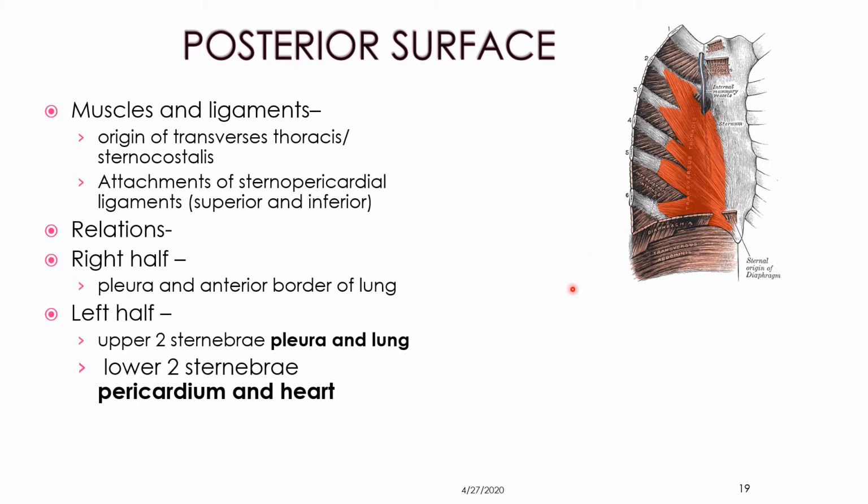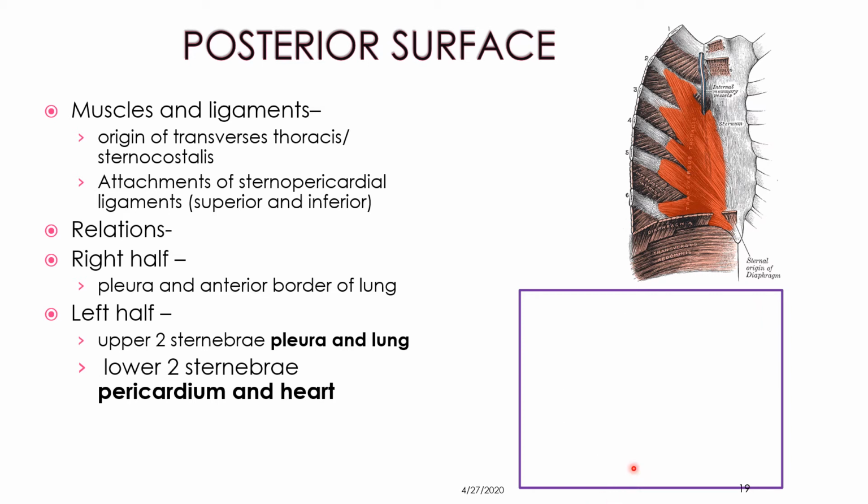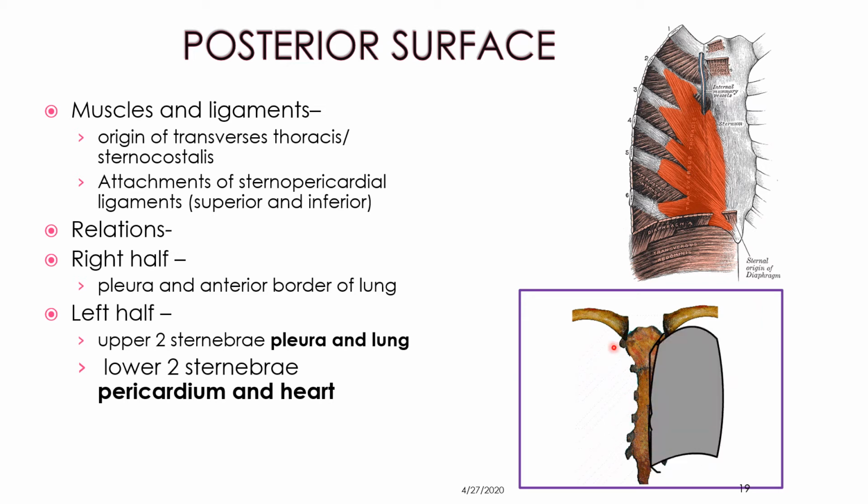And it is also related to structures that differ on the right half and left half. On the right half it is related to the pleura and anterior border of the lung. The upper two sternebrae are related to the pleura and lower two sternebrae to the pericardium and heart. So on the left side, the upper two sternebrae are related to the left pleura and lung, whereas the lower two sternebrae are related to the heart. So that's what you are seeing in this image. So the right half, pleura and anterior border of right lung, whereas the left half in relation with the upper two sternebrae, pleura and lung on left side, lower two sternebrae with the pericardium and heart.